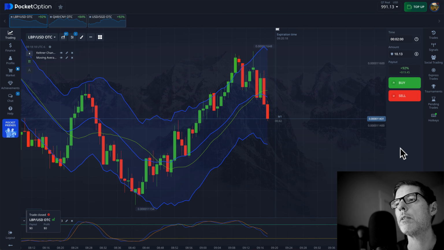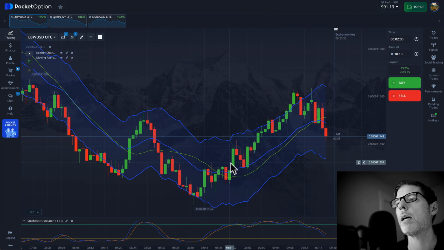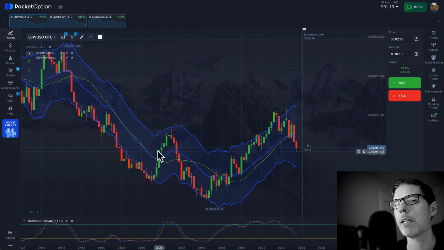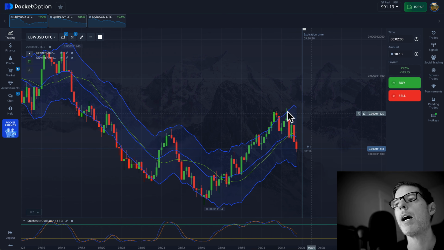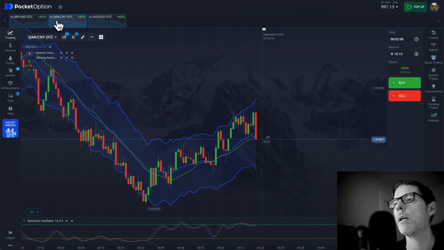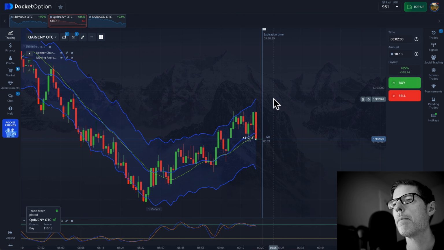So if you're confident in this chart, in this price, in this trend, which doesn't really look like a trend, guys, it's going sideways, then you can enter again. But I don't like this chart. Let's go ahead and switch it up. Here we go. Oh, this looks cool. I'm going to go ahead and buy here.